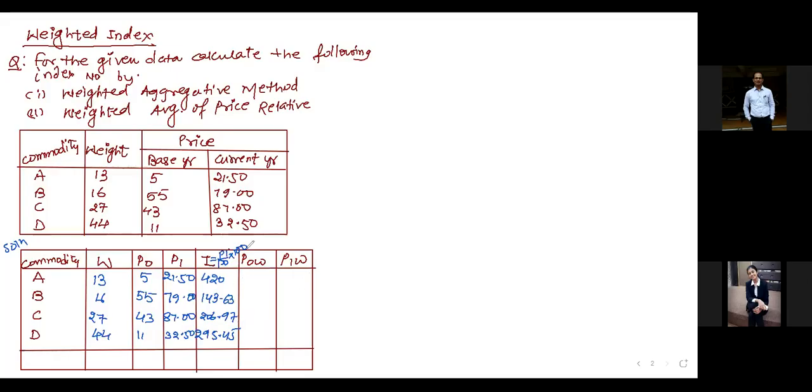Coming to P0W, P0 into W, that is 13 into 5 is 65. Similarly, 16 into 55, it gives me 880. This is 27 into 43 is 1161 and 44 into 11 is 484. Similarly, P1W, that is 21.50 into 13, 273. Similarly, the other values are 1264, 2403 and 1430. I'm missing out one more column, so I'll write it down.